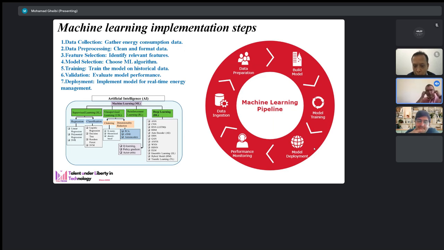Also, we need to check the circular diagram for implementing the machine learning pipeline. And here we can see how artificial intelligence can be implemented. There are four main important tasks. One is supervised learning, and the other parts are focused on reinforcement learning and deep learning, and we have a lot of data software that we can implement.